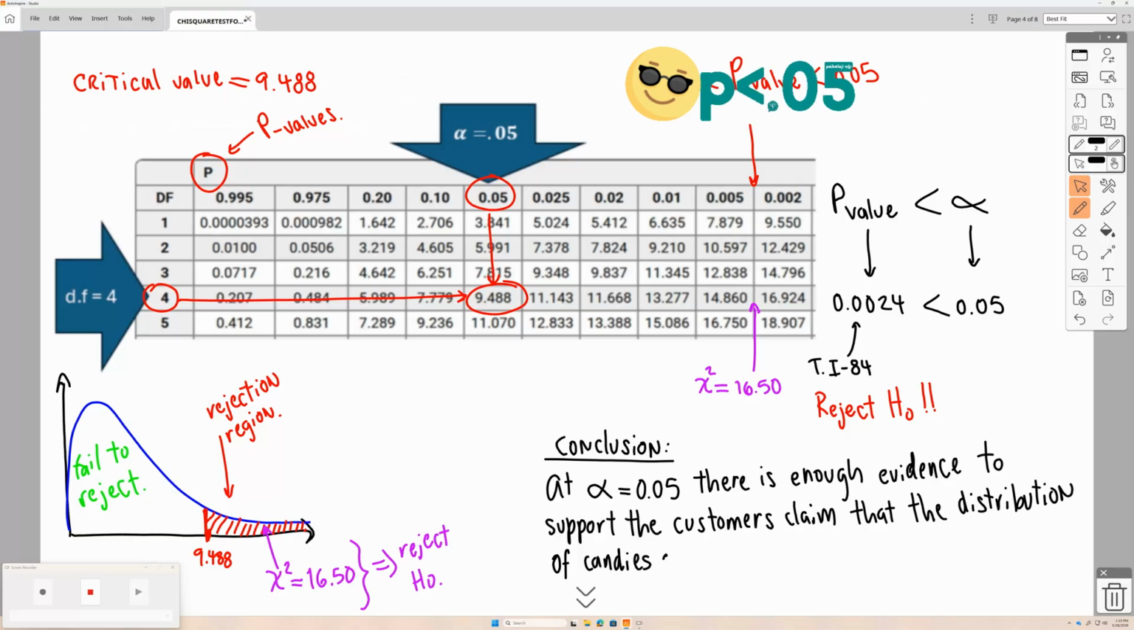As the quality assurance manager, your next step is to halt the packaging line and recalibrate the sorting machines, specifically investigating why the system is underproducing blue candies.